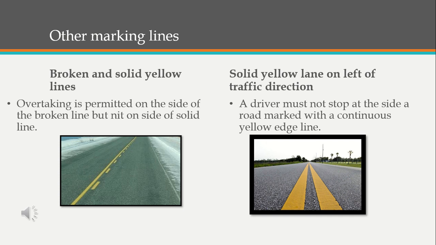Next is the double solid yellow line or solid yellow line on the left of the traffic direction. A driver must not stop at the side of the road marked with a continuous yellow edge line. A double solid yellow center line shows the center of a two-way road, even if it is not marked with a no passing sign. Passing by traffic traveling in either direction is not allowed on roads marked in this manner.